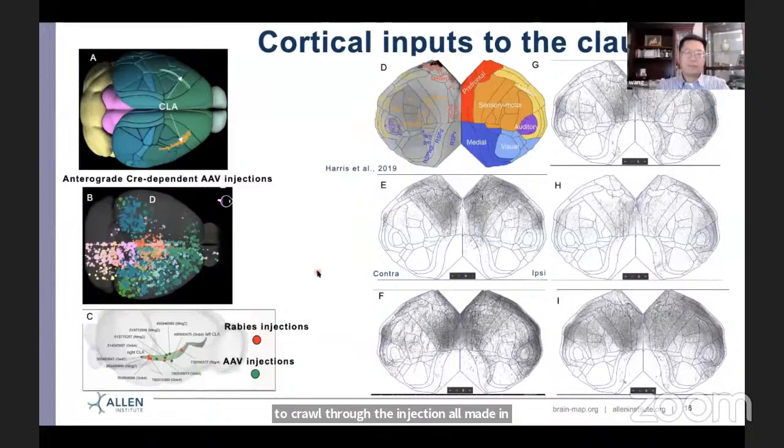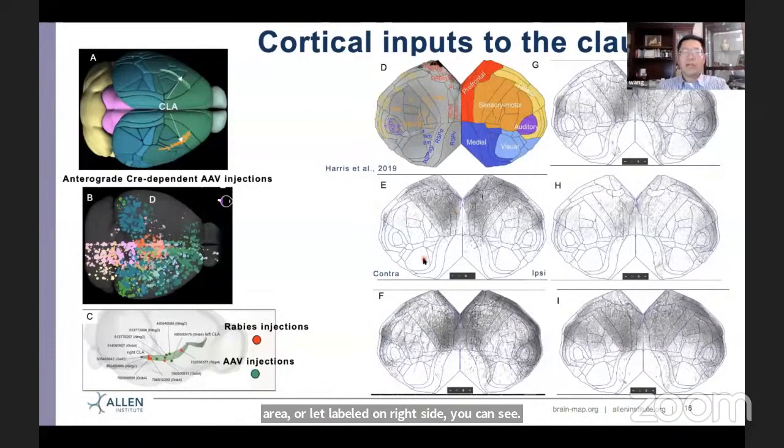Here is a flat map of the isocortex. On the left side, you can see all 46 cortical areas are labeled. On the right side, you can see six modules are color-coded differently.